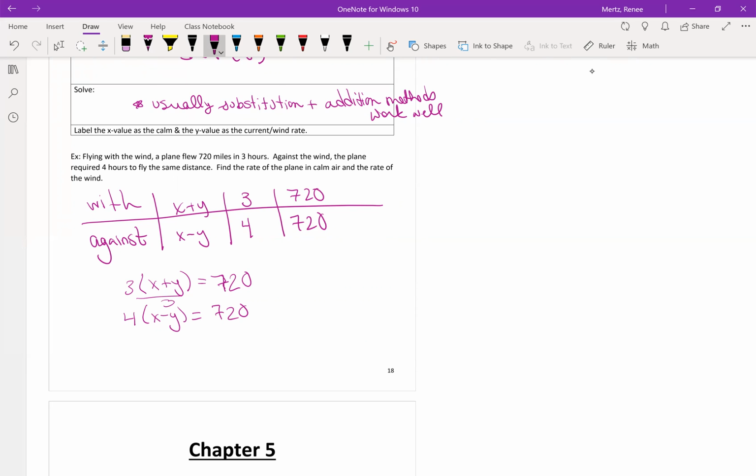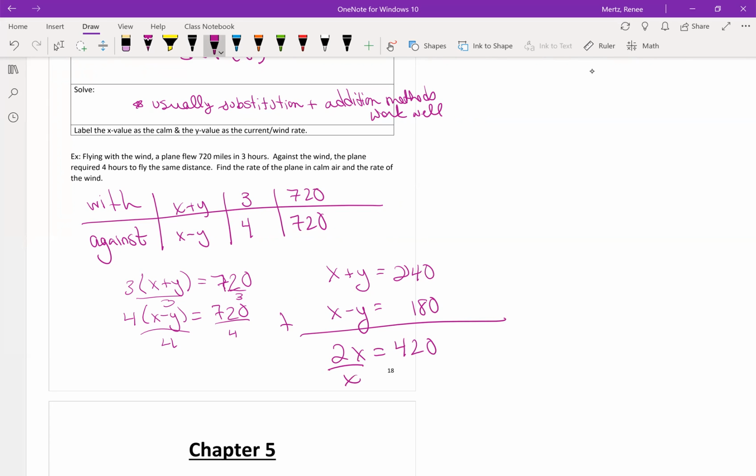I personally would divide by 3, divide by 4 to make this easier. So I get x plus y equals 240. X minus y equals 180. I'm going to add these together. I get 2x equals 420. Solve for x. X equals 210.